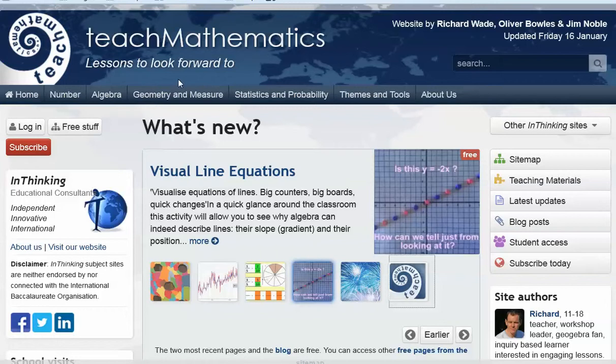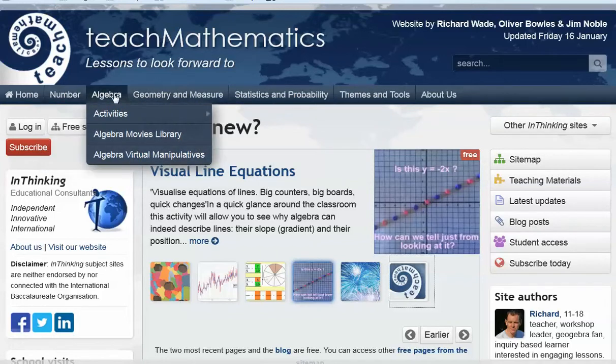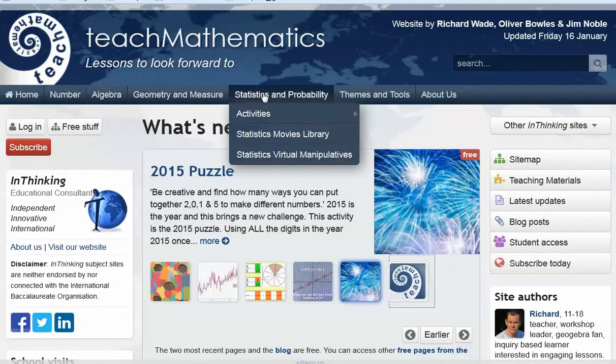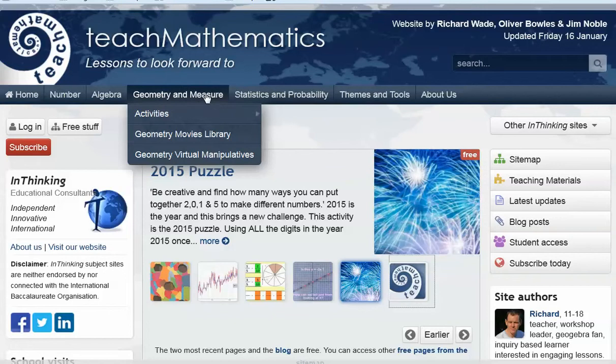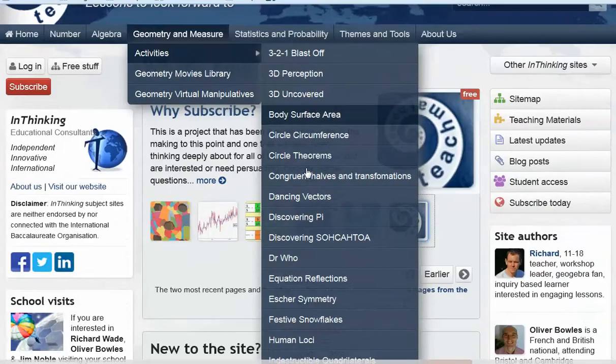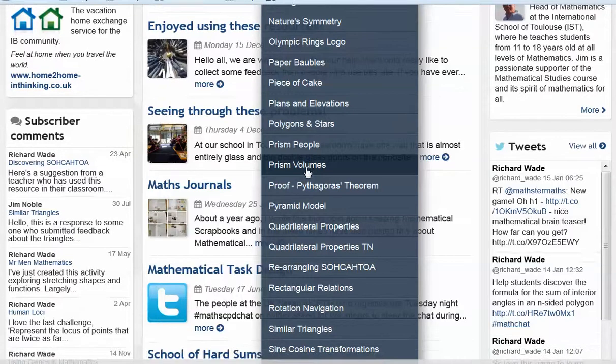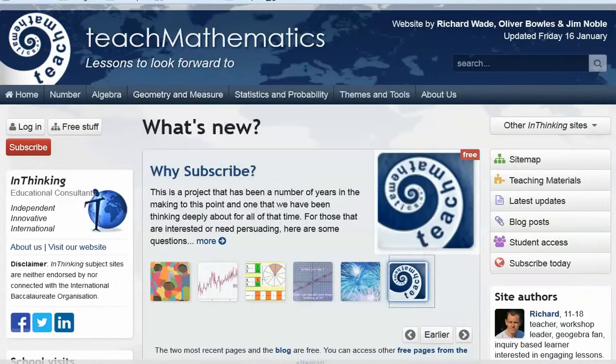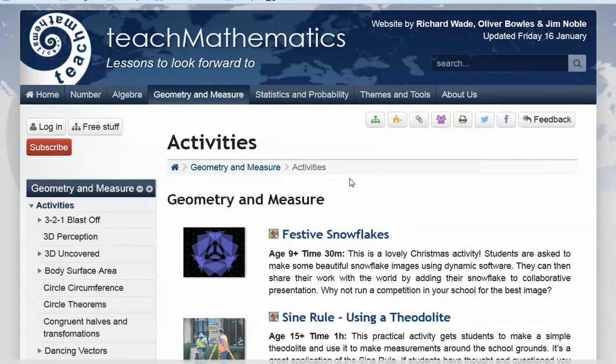So our structure is fairly straightforward. If you look across the top, we've got the 4 main areas of mathematics. And under each one, we've got the main heading, which is the activities heading, where you can see there's a lot of activities for us to choose from. So if I go on to the geometry activities page, it looks like this.